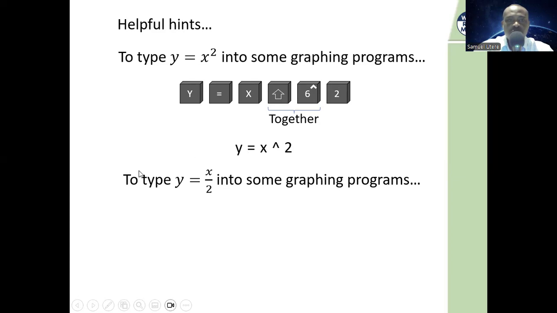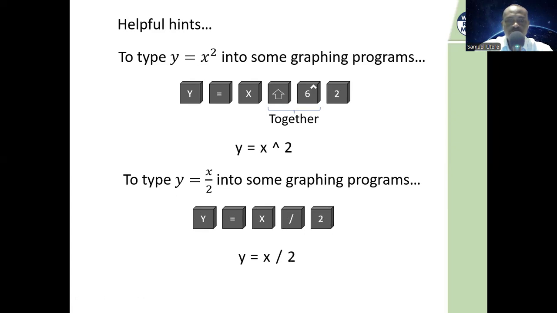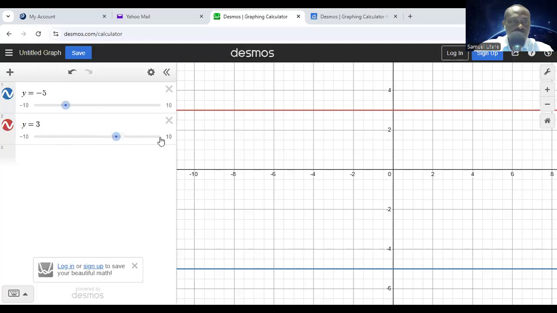And then to type y equals x over 2, or x divided by 2, you type y equals x, then you press the / key and then you put 2. When you do that, you'll be able to plot the graph. Okay, we'll try this. So we want to plot y equals x squared and y equals x divided by 2. So let's get to our graphing program. Y equals x squared.